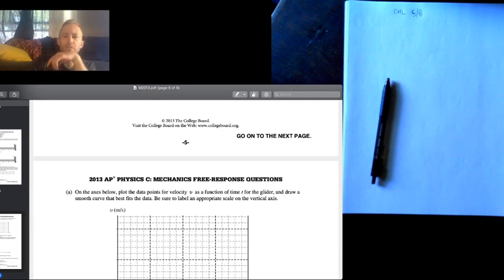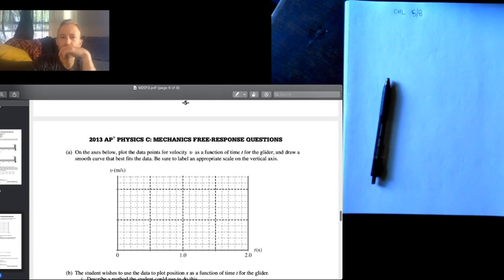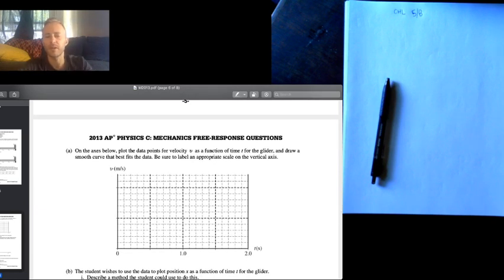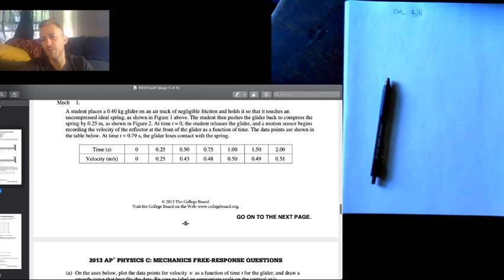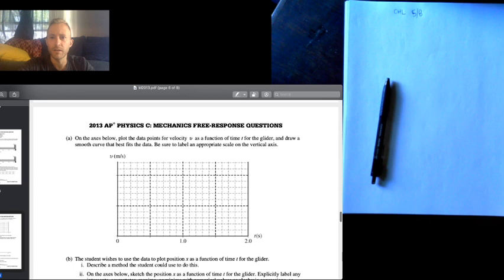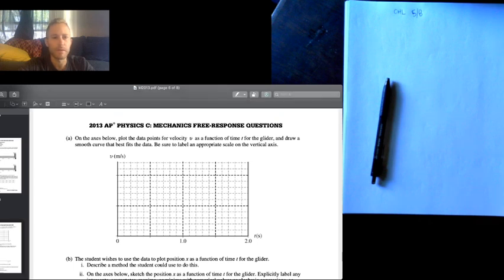On the axes below, plot the data points for velocity as a function of time and draw a smooth curve that best fits the data. Be sure to have an appropriate scale on the vertical axis. So we can see that the maximum velocity is about 0.5 meters per second. So I will make this to be 0.5. So that's 0.5 right there.